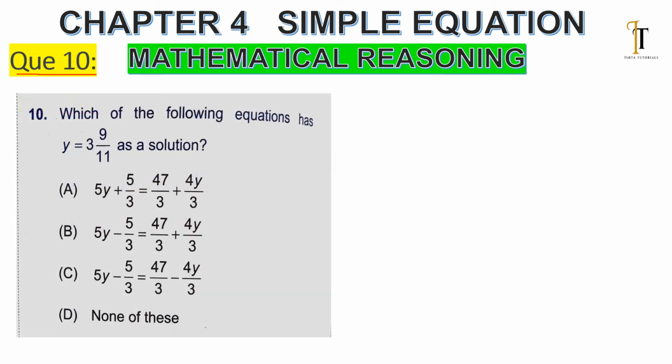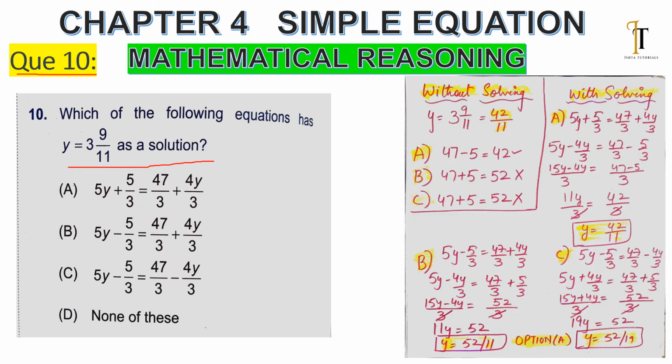Question number 10. Which of the following equations has y is equal to 3 9 by 11 as a solution? So equations are given. So students, here you can get the answer to this question without solving and with solving as well. Now let's check here. y is equal to 3 9 by 11 is given. On converting into an improper fraction, we got 42 by 11, means we want y as 42 by 11.